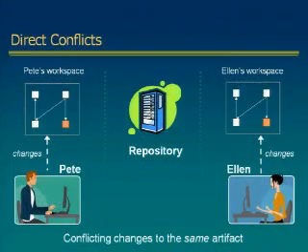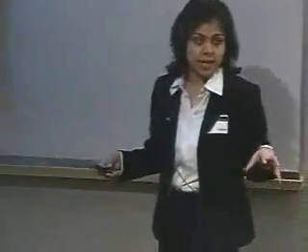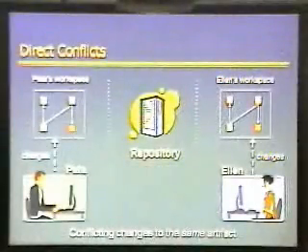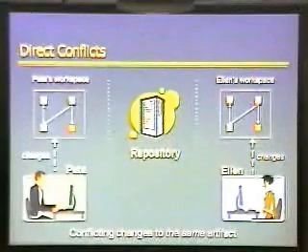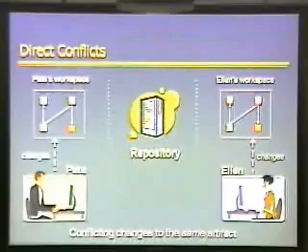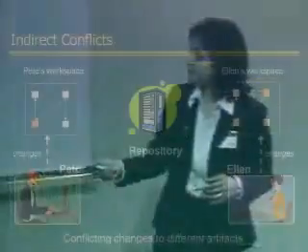Let's assume a scenario where both Ellen and Pete are working in their workspaces and they change the same file inadvertently. In a CM system, the developer who finishes their changes first and checks in the artifact goes scot-free. They'll have no problems. But let's assume that Pete finishes his changes second and tries to check in. The CM system will not let him do that because there will be a conflict. A situation where the same artifact has been changed by multiple people, we term a direct conflict.